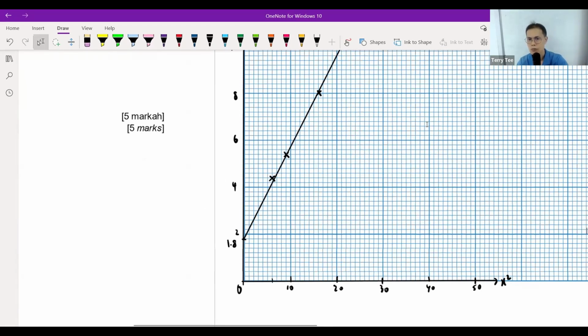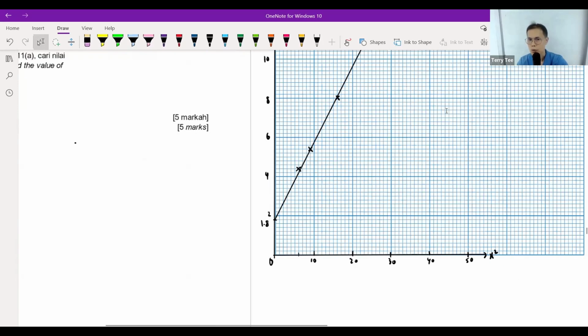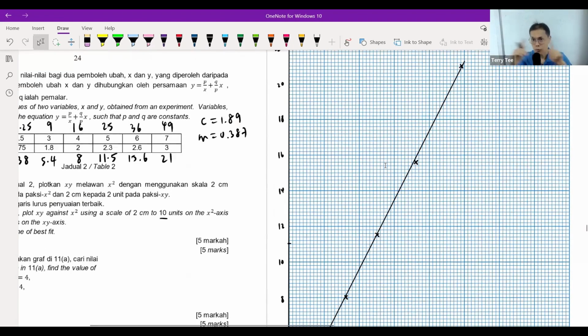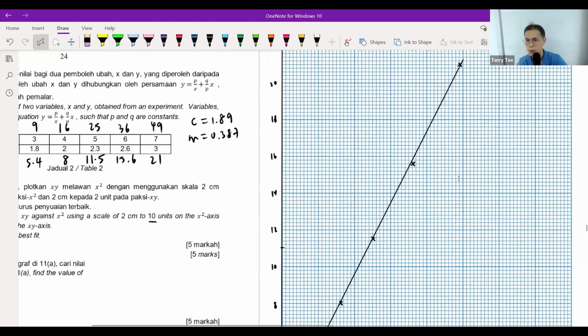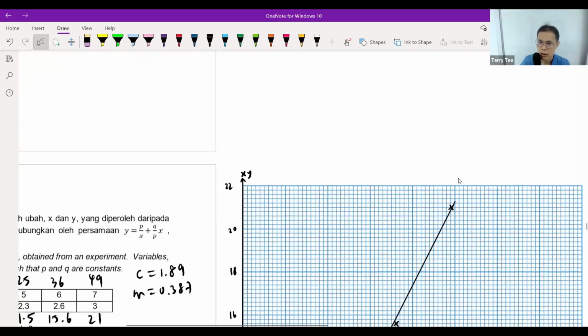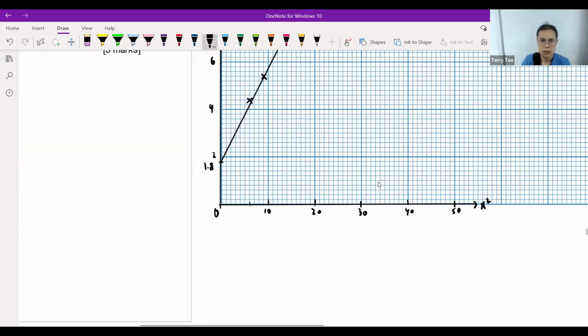But you also need to find the gradient. So to find gradient, we just take any 2 points. Now, normally we take 5 boxes horizontally, because any number divided by 5 boxes is always a nice number. But you notice that this one, you're going to go a bit higher, right? This coordinate here is 50 and 21.2. 21.2, all right. The one below here is 0, 1.8.